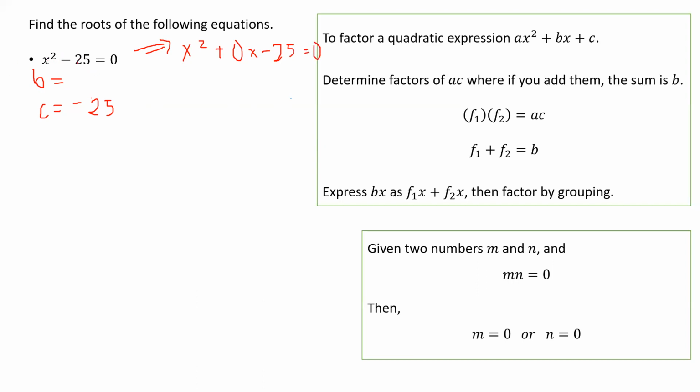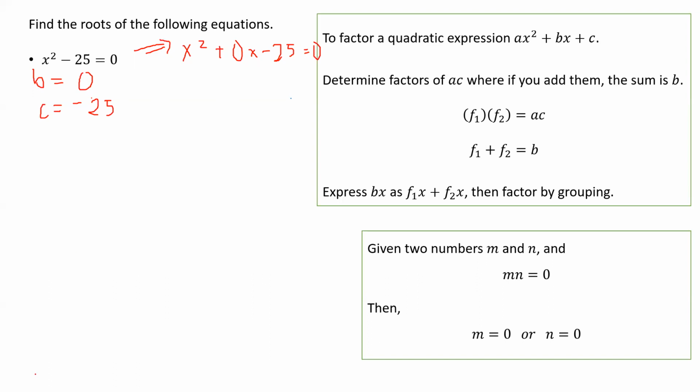So that is the reason why we don't write the b times x term here. It's just because it is multiplied by 0, and it will be canceled, right? 0 times any number is just 0. So our b here is 0. So let's determine what are the factors of negative 25 that when you add them together, we will get 0.